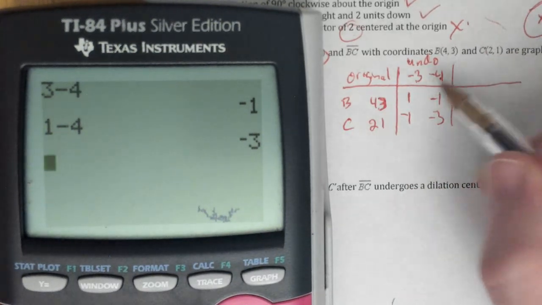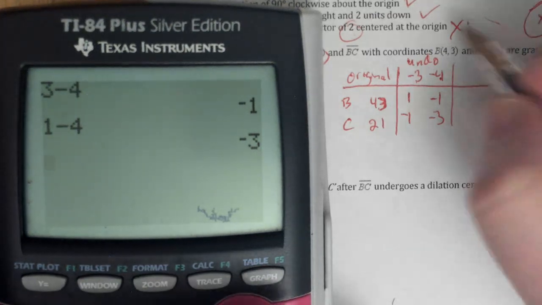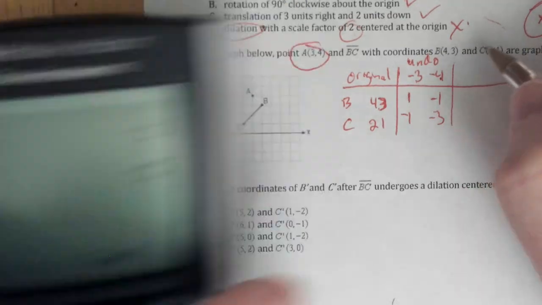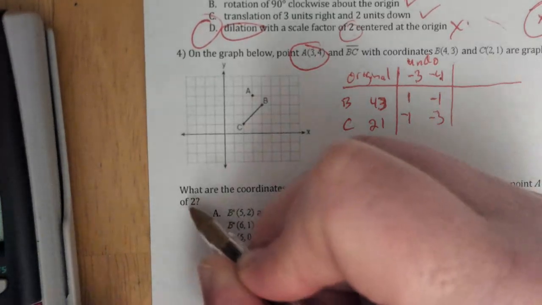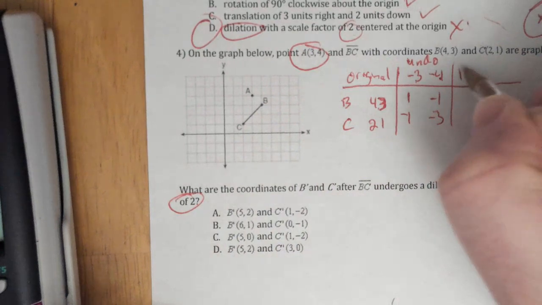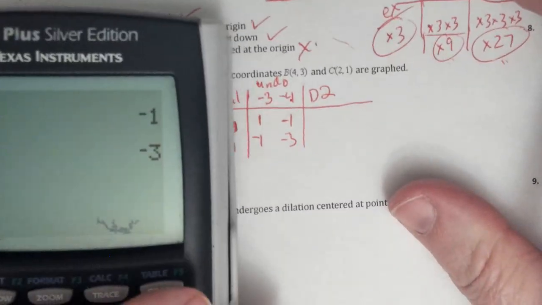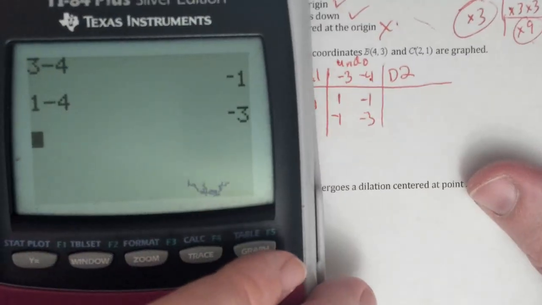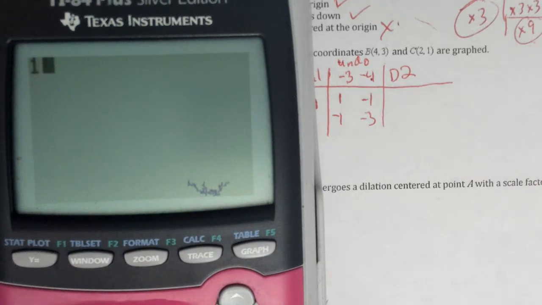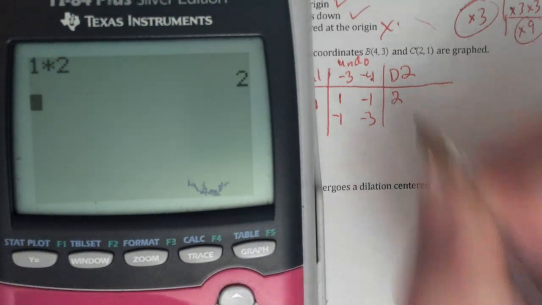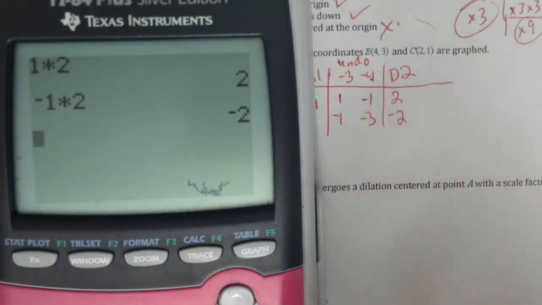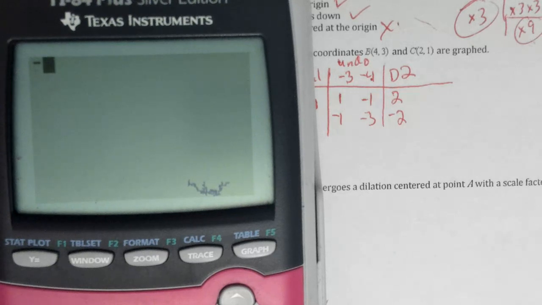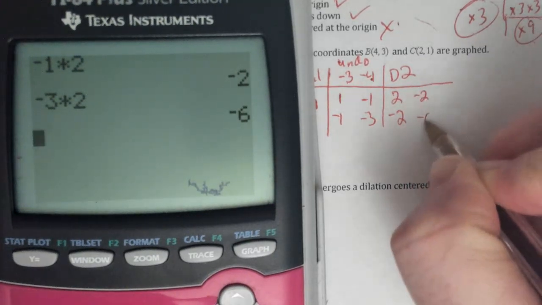Okay, so now I undid. That was the first step. The second step is do whatever they said. They said to dilate by 2. So we're going to take all of these that we just found and multiply by 2. 1 times 2, we get 2. Negative 1 times 2, we get negative 2. And do the same thing to the other ones: negative 1 times 2 and negative 3 times 2. And we get negative 2, negative 6.